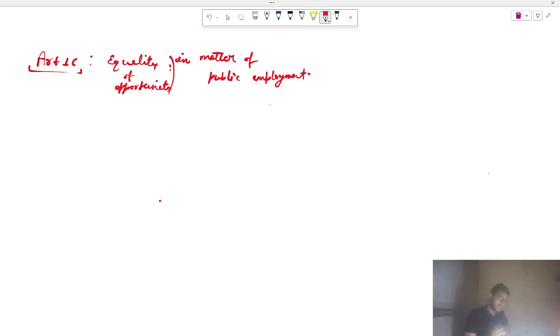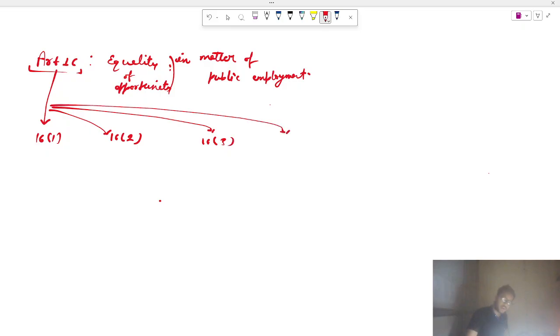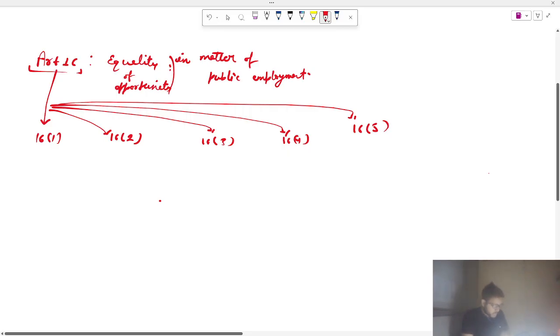Now, in Article 16 there are originally five provisions: Article 16 clause 1, clause 2, clause 3, clause 4, and clause 5. Let's read Article 16 clause 1 first. Article 16 clause 1 says there shall be equality of opportunity for all citizens in matters relating to employment or appointment to any office under the state.